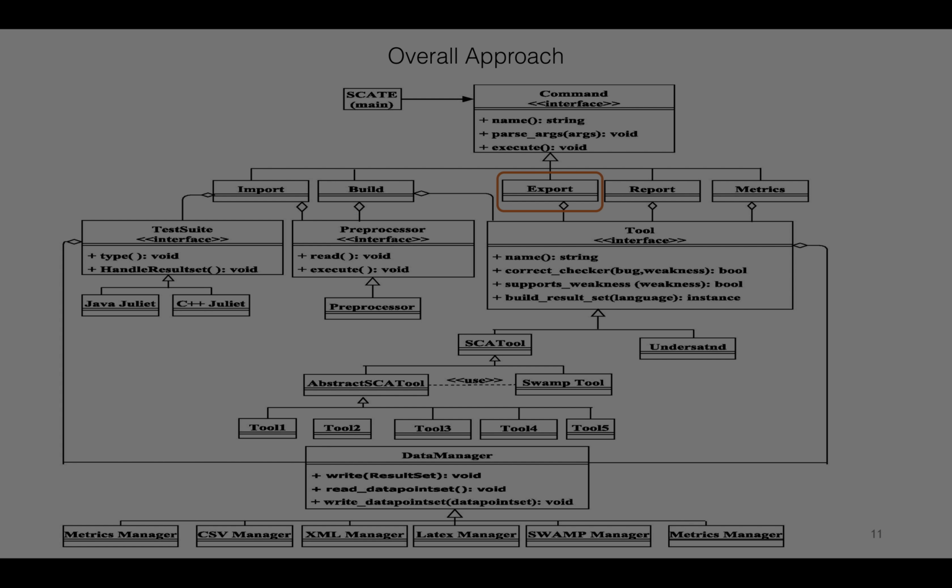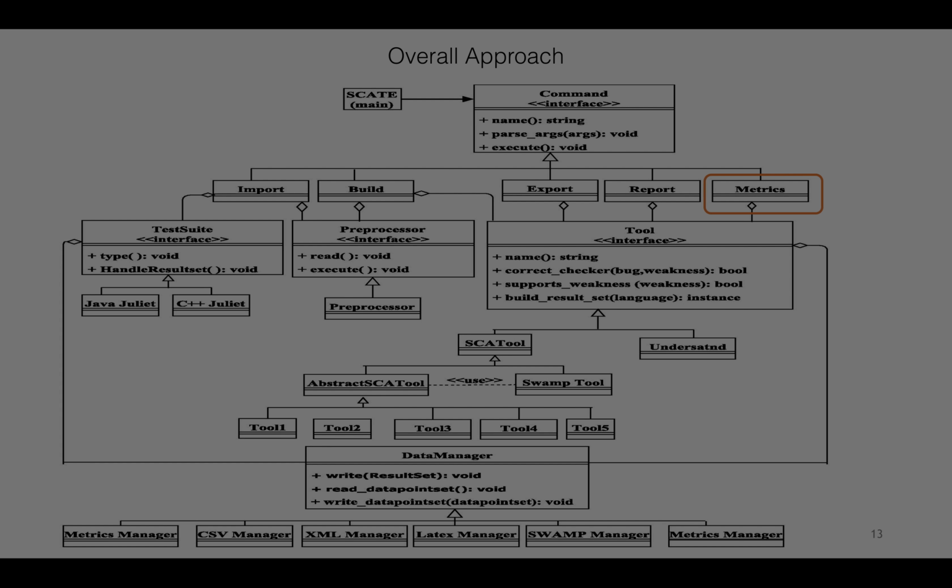The third command that we will execute is the export command, where the output of the import command will be compared with the output of the build command in order to compute the true positive, false positive, and false negative rate for each static code analysis tool. The fourth command that we will execute is the report command. This command will convert the output of the export command into a human-readable format, such as a text file.